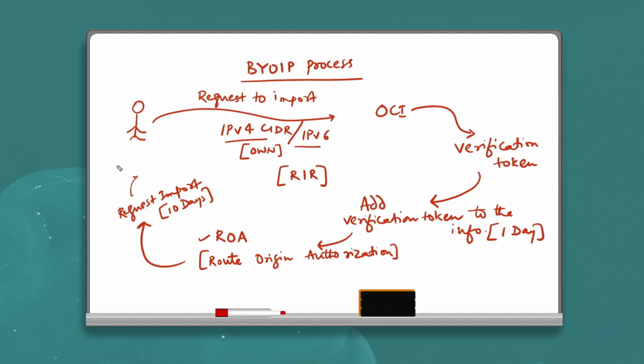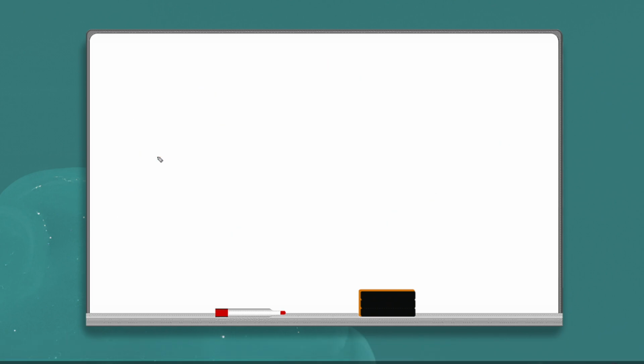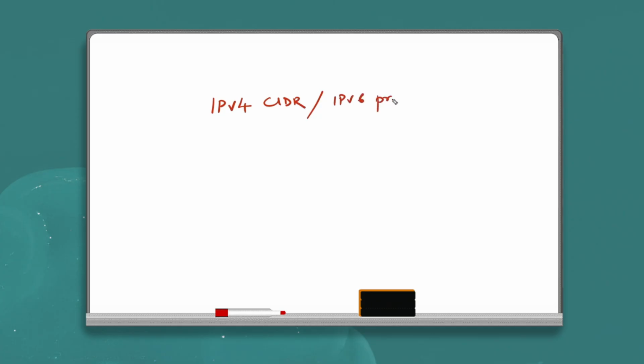So after that, Oracle is going to provision the bring your own IP addresses to your compartment within your tenancy. At this point of time, you have the bring your own IP IPv4 CIDR block or IPv6 prefix. So that is basically yours to manage in your compartment. What you can also do is advertise this CIDR block or the prefix to the internet. So this is how this process works.